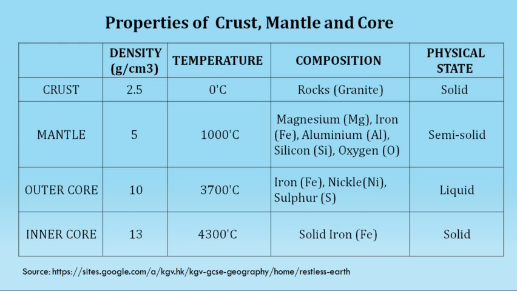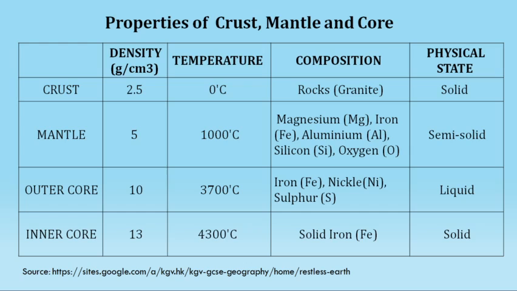So this table tells us about the properties of the crust, mantle and core layers of the Earth. The crust has a density of 2.5 gram per centimeter cube. The temperature of the crust is 0 degrees Celsius. The composition is rock, mostly granite rocks, and it is solid in nature. Then the middle layer of the earth is called the mantle. The density is 5 gram per centimeter cube. The temperature of the mantle goes up to 1000 degrees Celsius.